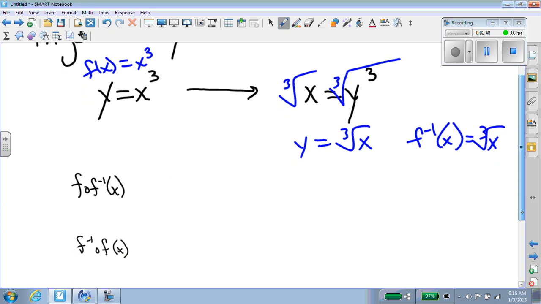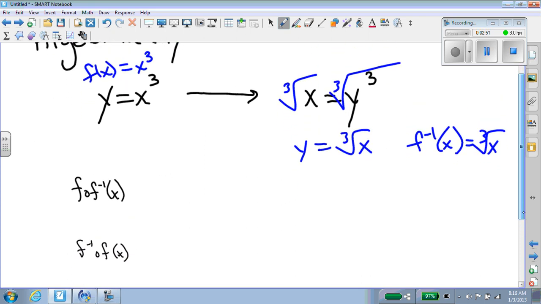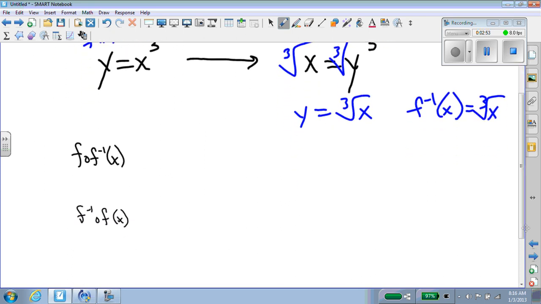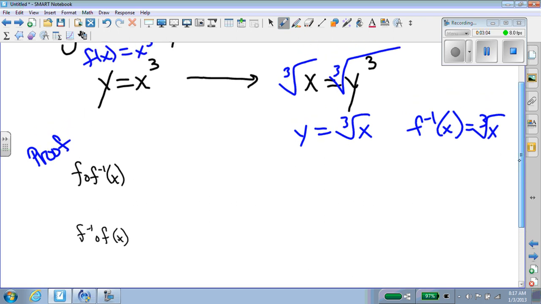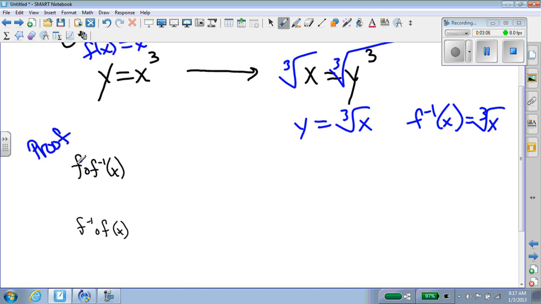Keeping with that undo mode, in order to algebraically show that two functions are inverses of each other, we have to show two things. So here's the algebraic proof that two functions are actually inverses of each other. We do f composed with f inverse of x and f inverse composed with f of x and show that they each equal x. So they undo each other to the point where they just make x.